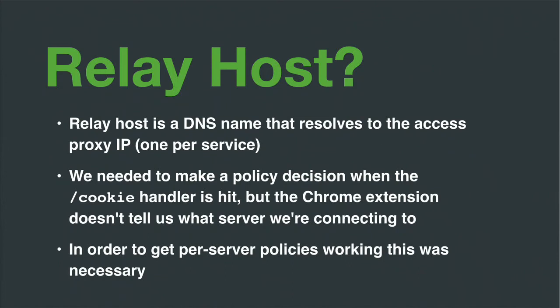So a relay host: we need some way to tell the client to communicate with a specific access proxy, and the way we do that is by providing it in that switch there. But what's interesting is we have a different relay host name for every service that we put behind the access proxy. The reason is kind of a poor one, but there's a limitation in the NASSH relay protocol where the first thing it does is hit the /cookie handler, and that's the only time you're able to determine if a request is authorized.